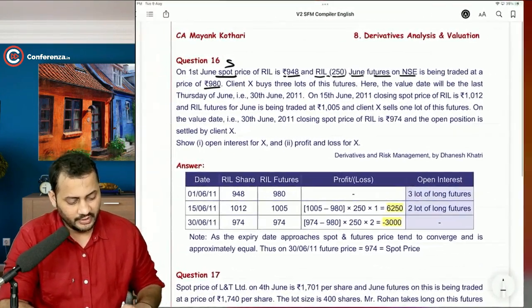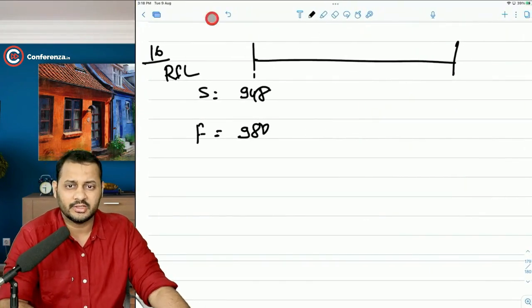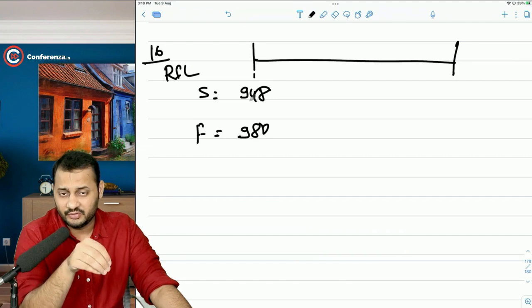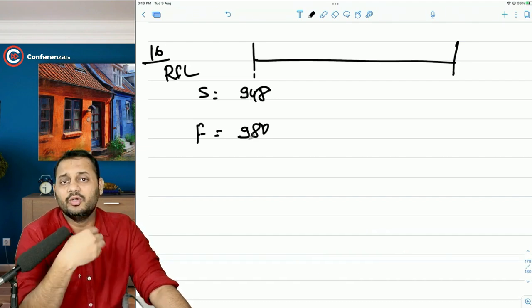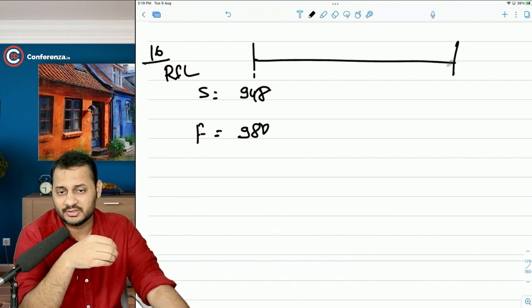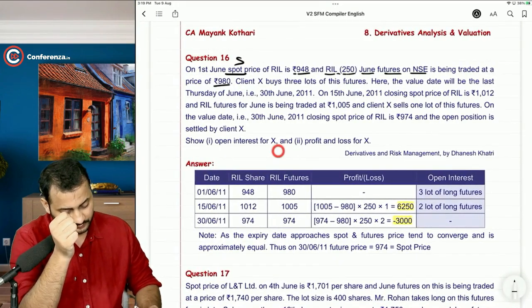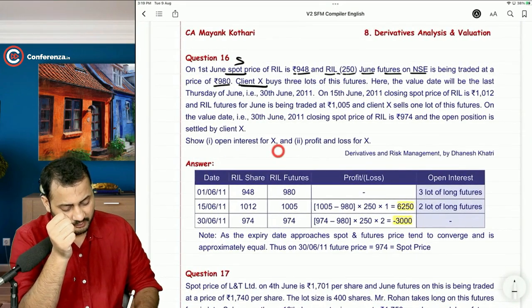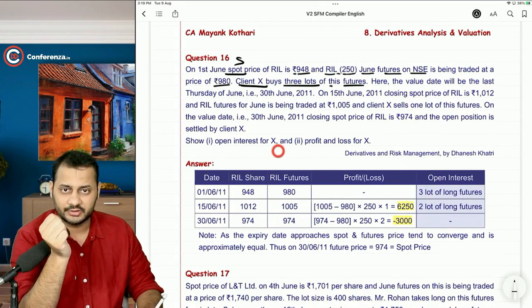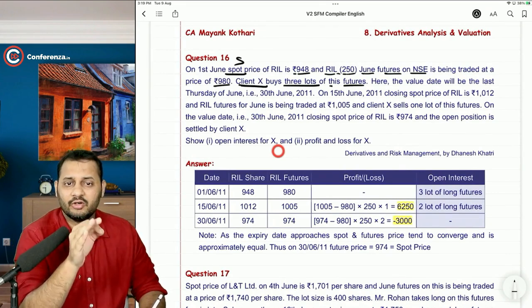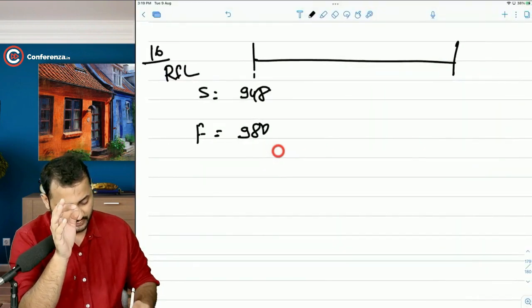What happens is that you should understand this. This is the price if you want to buy the share today itself, and this is the price if you want to play on the prices, or if you want to buy the share at the end of the month, last Thursday, 980. Now, client X buys 3 lots of this futures. So there is one client called client X. He purchased 3 lots of this futures on this date.